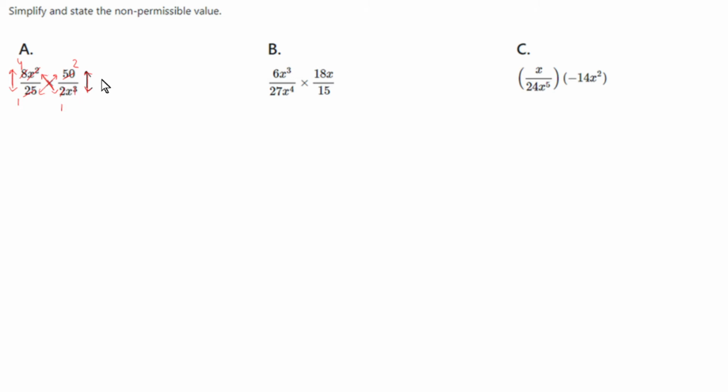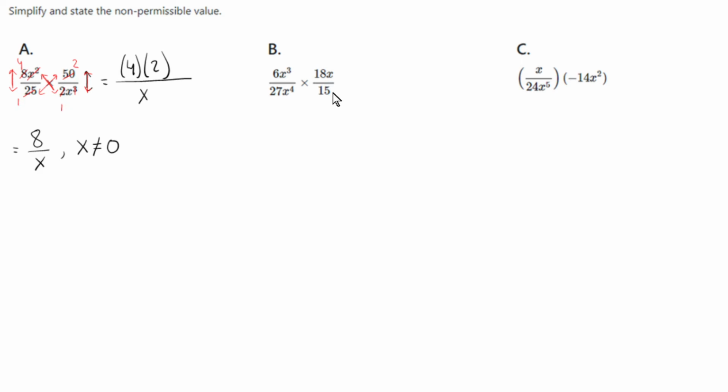So what do we have left at this point? Well, in the numerator, if we put it on a common division line, we have 4 and 2. In the denominator, the 25 became a 1, the 2 became a 1. We actually only have an x left. So 4 times 2 is 8 over x. The non-permissible values here are that x cannot equal 0, because if it does, either this denominator or this denominator equals 0, which is not permitted.